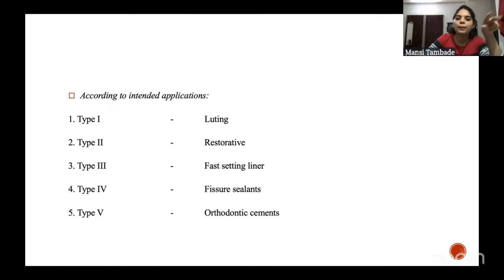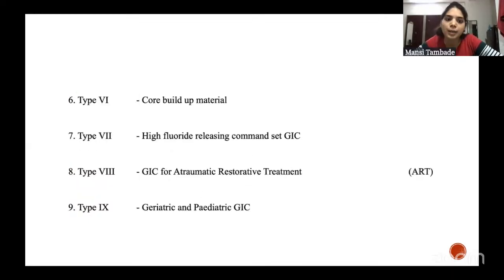Type 1 luting, type 2 restorative, type 3 is fast setting liner, type 4 fissure sealants, type 5 orthodontic cements, type 6 core buildup, type 7 is high fluoride releasing command set GIC, type 8 is GIC for atraumatic restorative treatment, type 9 is geriatric and pediatric GIC.